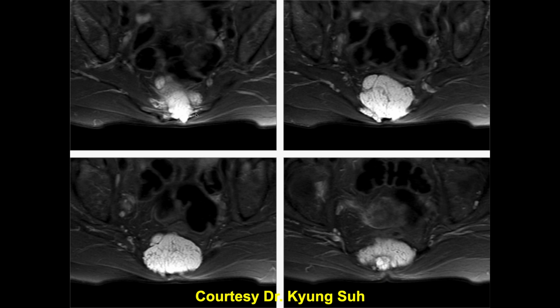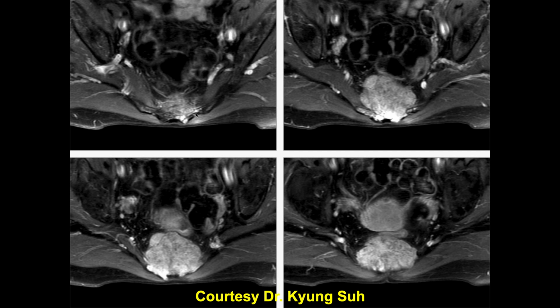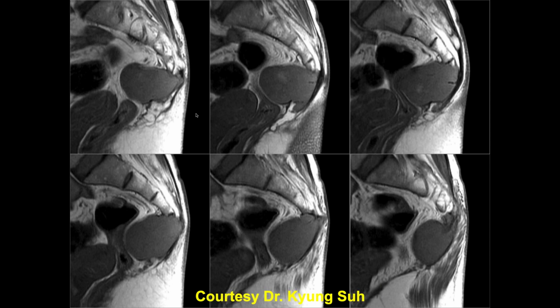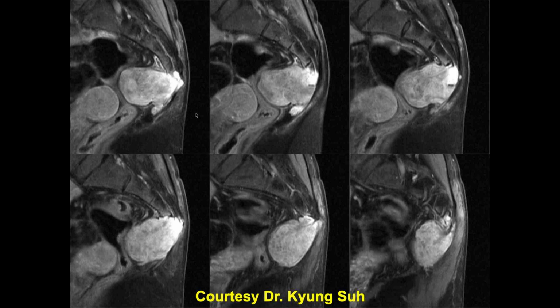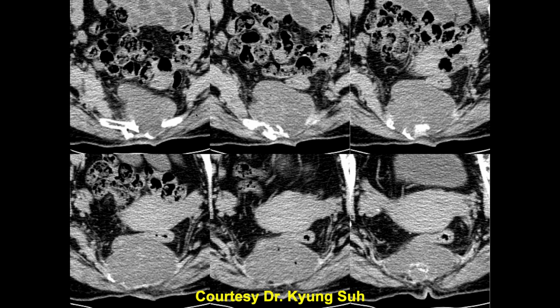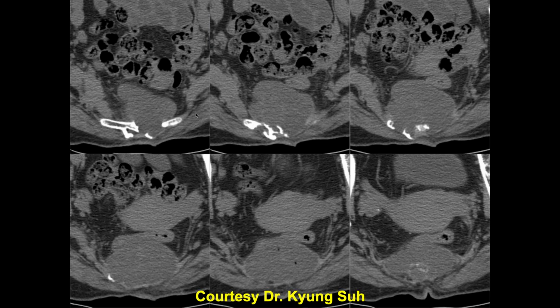Fluid sensitive. Is this contrast? Yeah, it's got pretty diffuse enhancement throughout the entirety of the mass. So at this differential, I'm thinking of something like a chordoma. I think they occur at the sacrum and in the cervical spine.